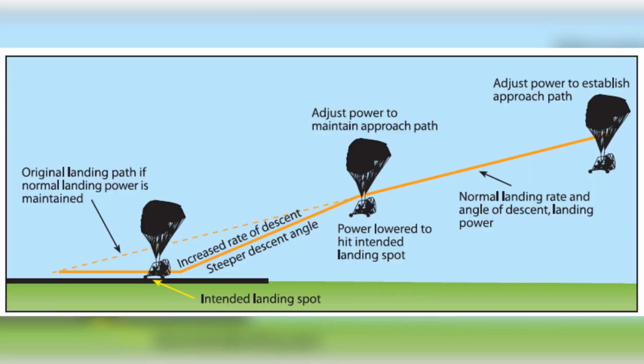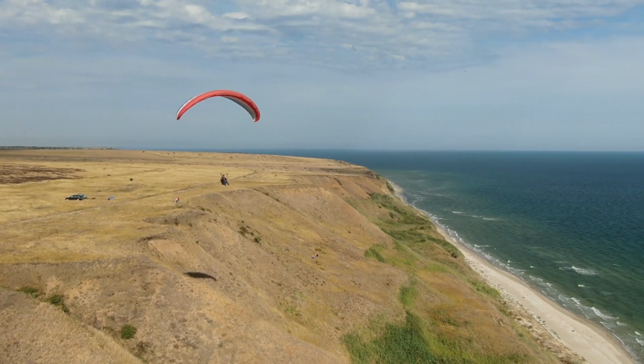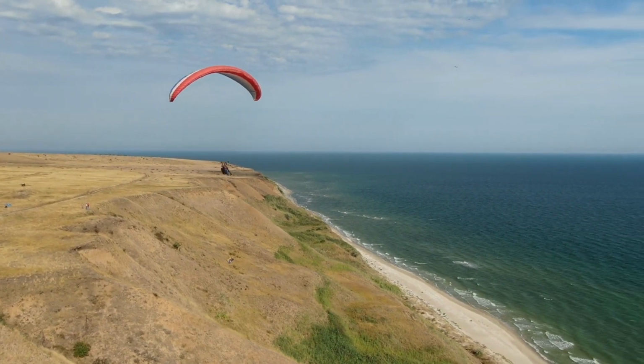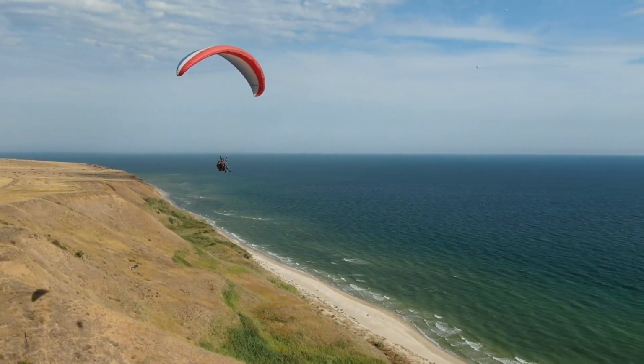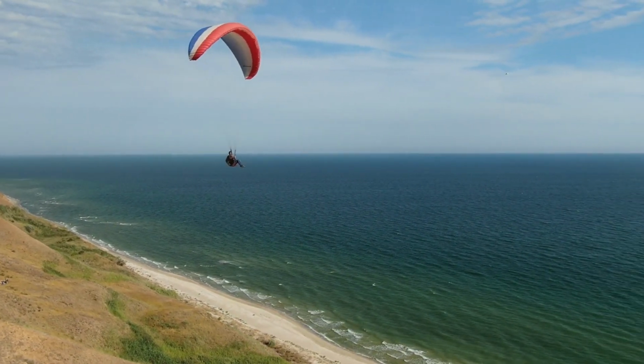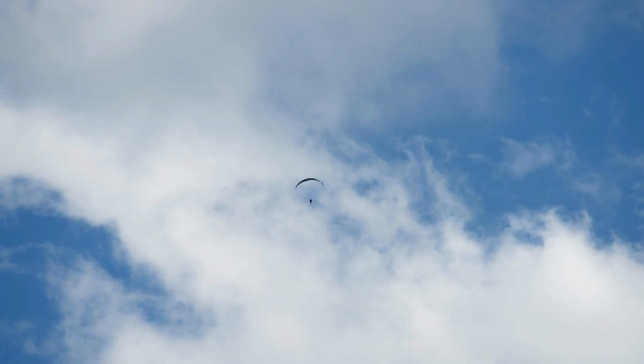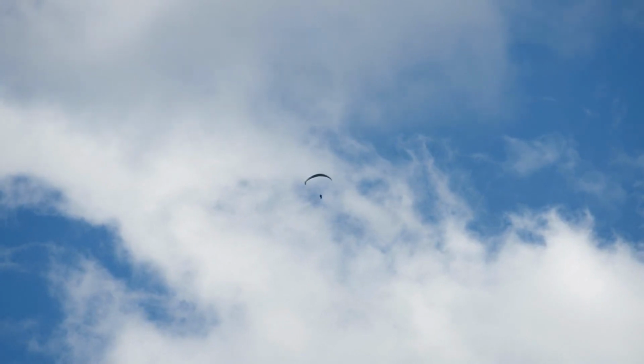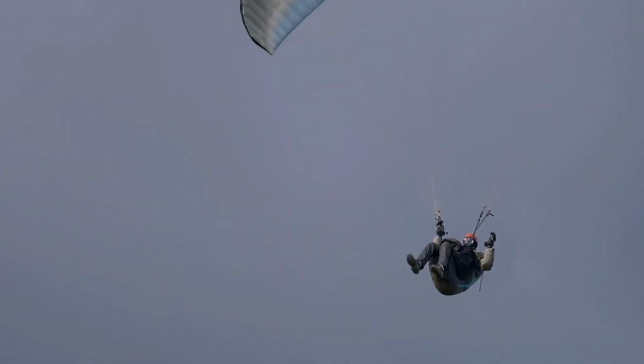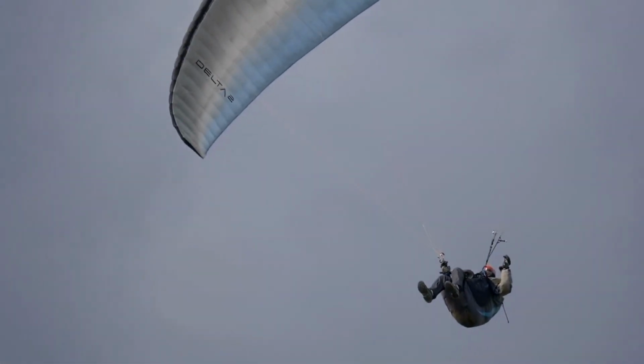We address high final approaches. Here, power adjustments are key to maintaining a stabilized approach, ensuring a descent rate that avoids excessive sink close to the surface. Lastly, we look at a high round-out situation. Flaring too high above the ground poses challenges, and careful throttle management is essential to prevent a forward surge. A timely go-around is recommended if uncertainties persist.